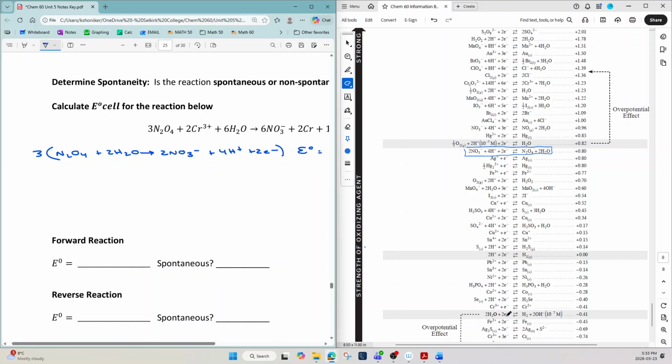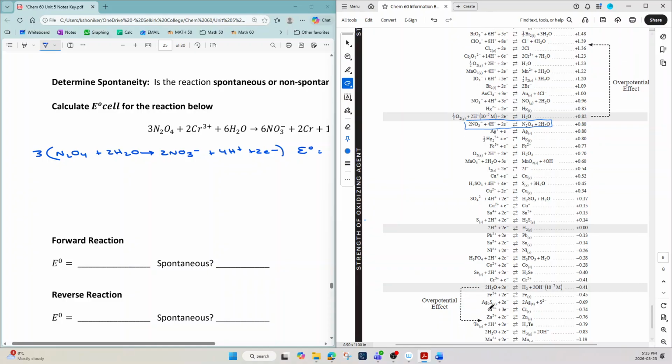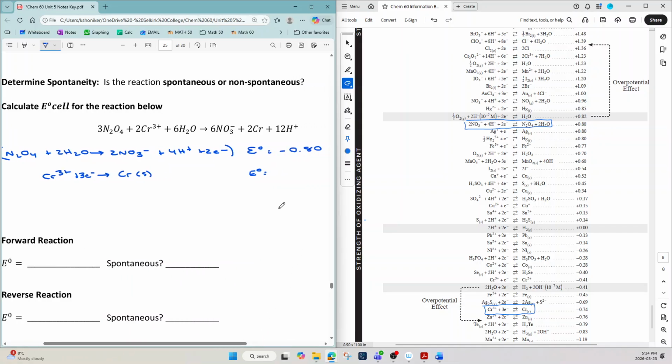And then my reduction reaction is just going to be my chromium, which is where? Cr3+. Oh, I've lost my ability to find these things. Oh, maybe I have to scroll. There it is. So there is my chromium. So Cr3+, add my electrons in there, plus 3 electrons is going to go to chromium solid. Now this is my one that is being reduced, so I'm going to take it as is. So this is going to be my negative 0.74.